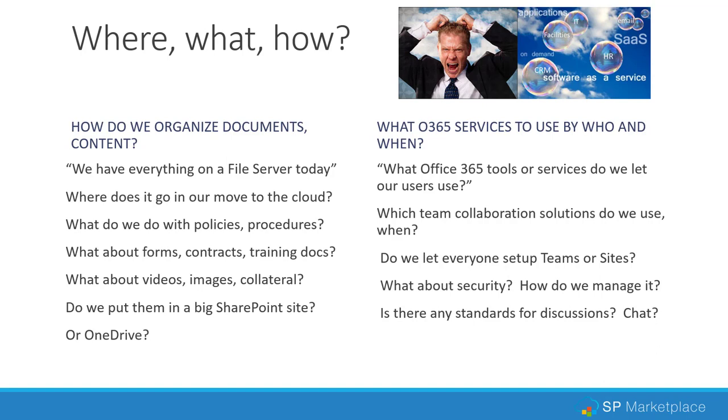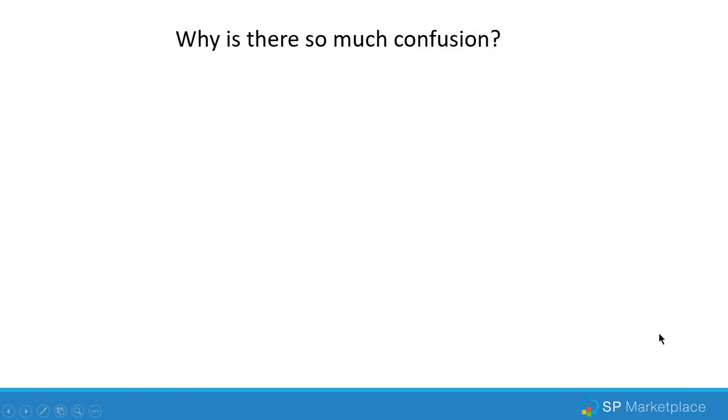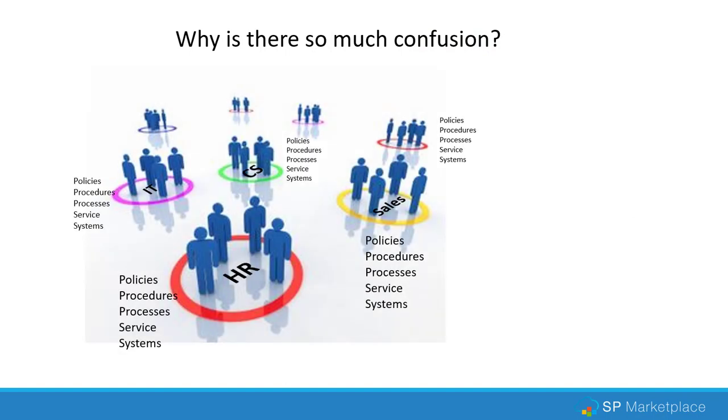And what happens is two things. Either it turns into chaos, or IT and the organization is so confused about what to do with it, they just don't turn anything on, and they end up paying for Office 365 and using only 10 or 15% of it. And that's really sad, considering what is out there. So really, why is there so much confusion about this?